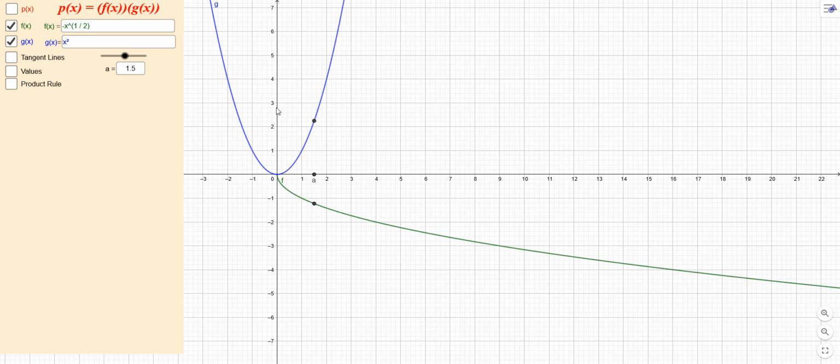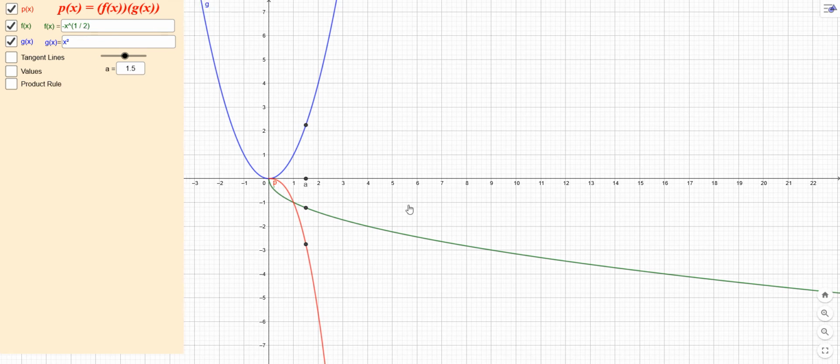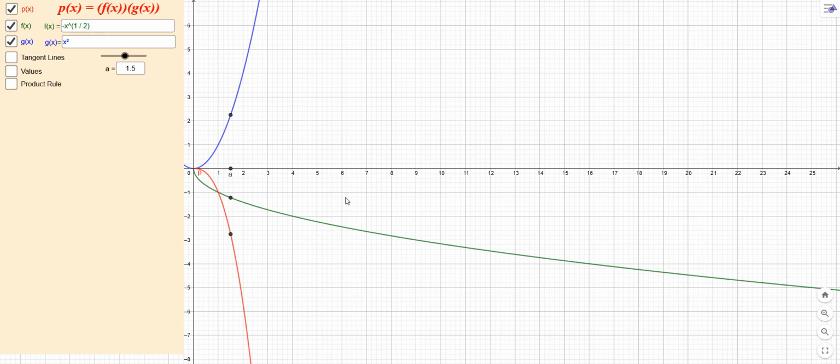So we want to multiply these two things together to get this. So whatever this y value is here times this one up here is the y value down here. And that's going to be true all the way across this particular one. Notice g is defined everywhere, but since f is only defined for positive numbers and 0, then the product is only defined for positive numbers and 0. So actually we might as well just be looking at the first quadrant there and fourth quadrant.